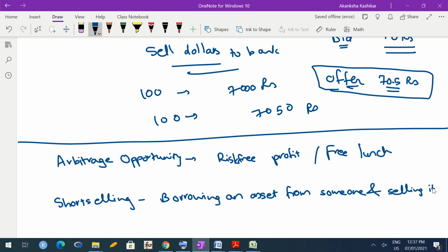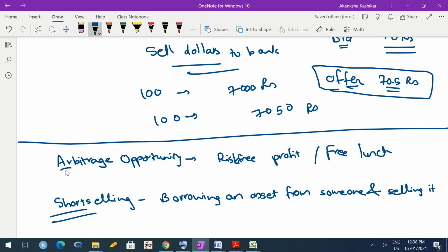Of course, if you borrow someone else's asset and sell it, after some time at least, you will have to return that asset, but that is okay. So that's why it is short selling. You take it from someone, sell it, you get some money, and then later you return that asset by buying it again.